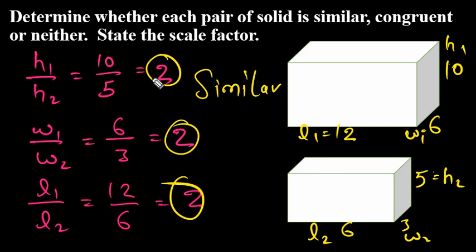Also from the scale factor you can see that the scale factor is not 1. If the scale factor is not 1, they are not congruent. The shape is the same but the size is not the same, so that's also one of the criteria to find out. Now what is the scale factor? The scale factor is 2, or you can say 2 raised to 1. So that is your scale factor.